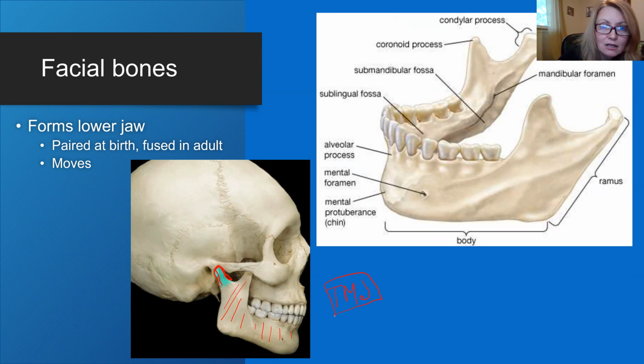It also has this coronoid process over here. Now this part is called the ramus, right? So that's a ramus. This is the body of the mandible. What else do we want to know? Mandibular angle right here. And it's also made of two bones that are paired at birth. They're fused in adults, and we already mentioned the TMJ. That's our movable joint. Of course, it has alveolar processes as well, that have your lower teeth.